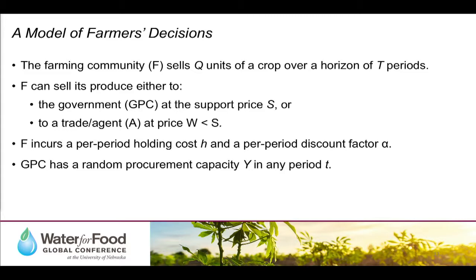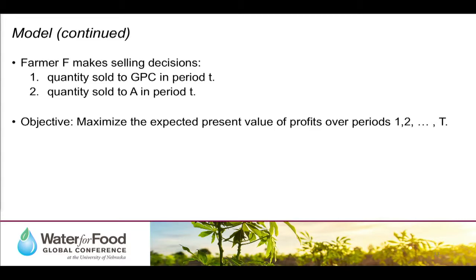So given these, farmers are going to make decisions every day, every period, in terms of how much quantity they are going to sell to the government and how much quantity they are going to sell to the outside agent or a trader. They are making these decisions in order to maximize the amount of profit they can make over the entire horizon of their produce.